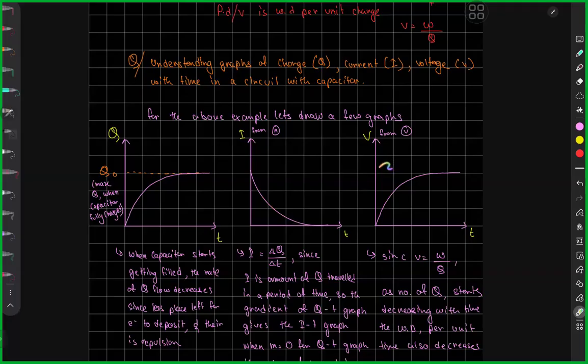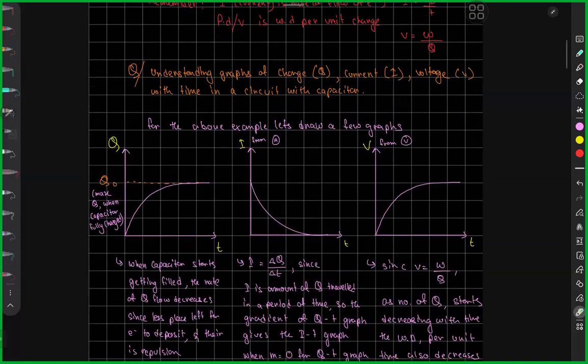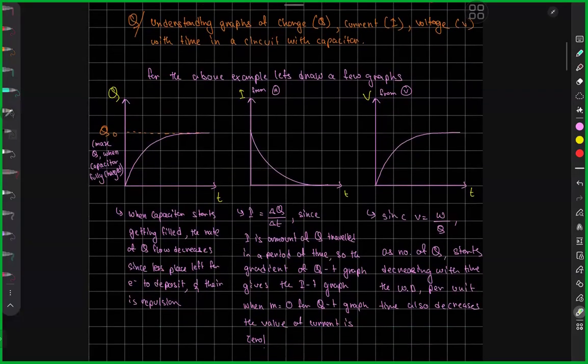That is it. So, as mentioned over here, I is del Q by del T. Since I is the amount of charge traveled in a period of time, the gradient of the QT graph gives the value to be plotted in the IT graph, that is the current versus time graph. So when my gradient is zero, the current value is also zero. Fair? So these two are interconnected. We get that idea, and such questions can come your way. Just saying.